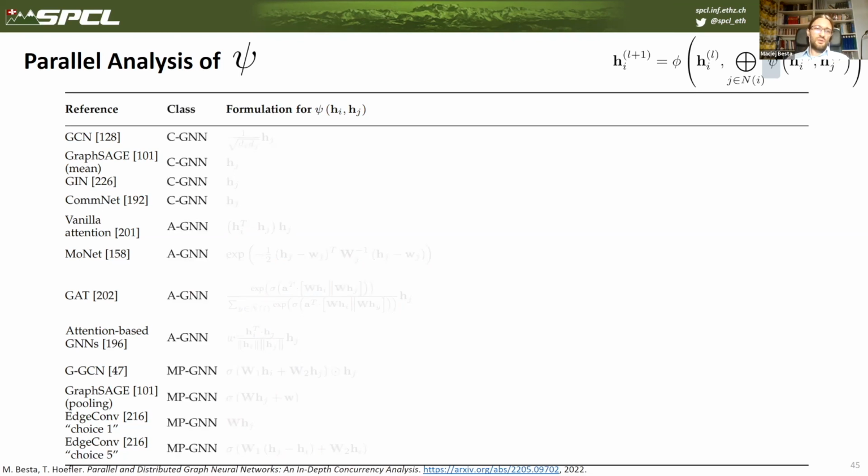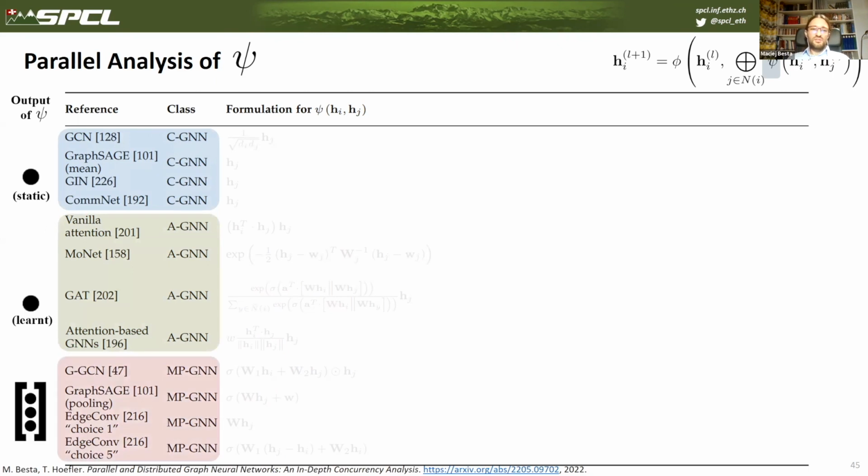What is really important is that we can categorize these different GNN models into three classes. We can categorize them into CGNNs, so-called convolutional graph neural networks, into AGNNs, so these are attentional graph neural networks, and into MPGNNs, message passing graph neural networks. Right, and as you probably know, these classes differ in the output of the psi function, right? So for the CGNN models, this output of the psi function is a static scalar. For the attentional GNNs, this output is a learned scalar parameter, and finally for MPGNNs, this output is a vector, an arbitrary vector.